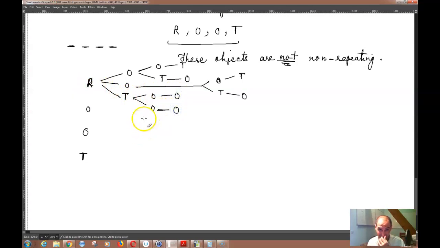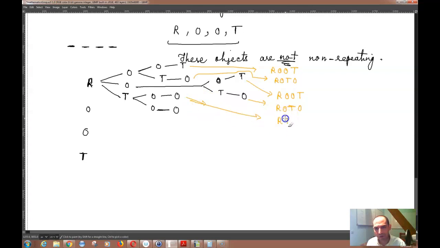So you see that you're getting into trouble, and what happens is that over here you have ROOT, over here you have ROTO, over here ROTO, over here ROOT, over here ROTO, over here ROTO, and over here you would have RTOO, and over here RTOO.